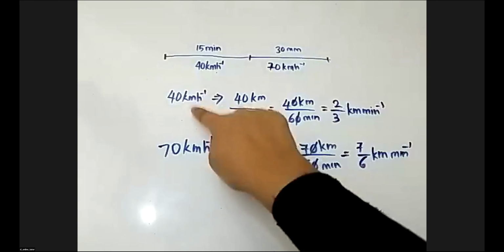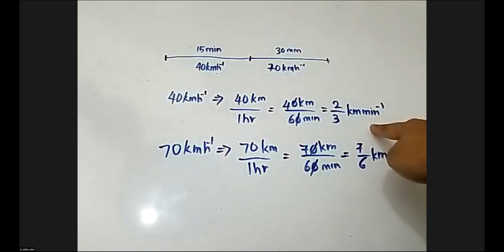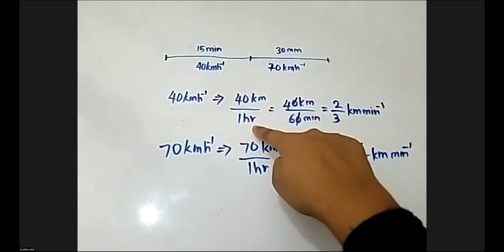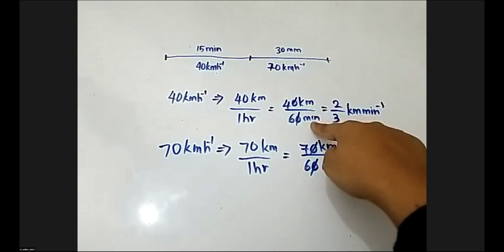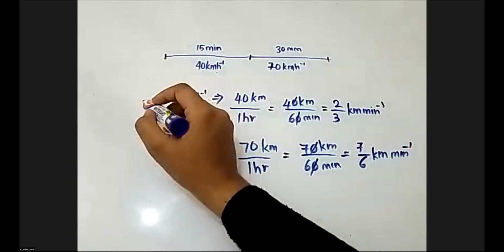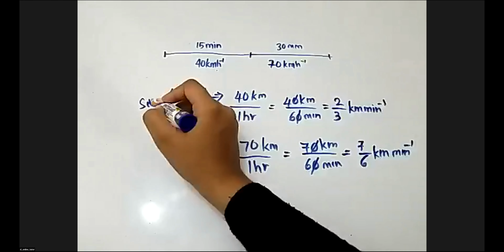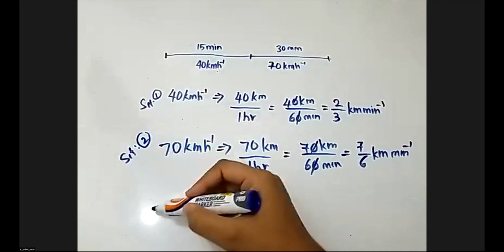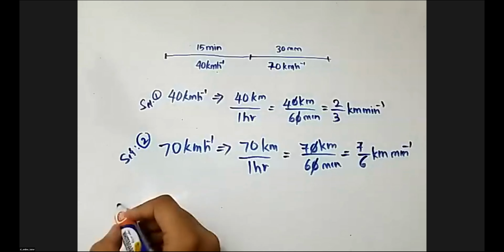I have converted kilometers per hour to kilometers per minute. Per hour means for 1 hour. 1 hour means 60 minutes. I have written it in minutes. Okay. Now I'm going to find, this is the first situation. Let me number this one. Situation 1, situation 2. Now I'm going to find the distance for situation 1.